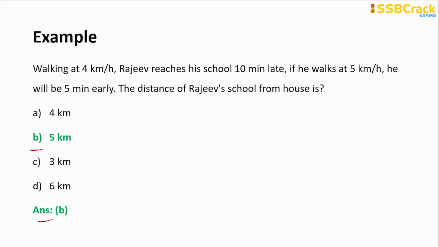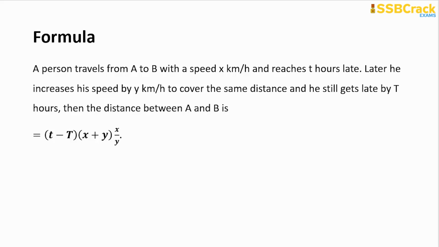Alright, so coming to discuss the next formula based upon speed, distance and time. There is a person who is traveling from A to B with a speed of x km per hour and reaching t hours late. There is a person traveling from the starting point to the ending point, that is the start point of the journey to the end point of the journey, or from his house to the destination, you can say. Okay, so a person travels from A to B with the speed x km per hour, but he is getting late by t hours.